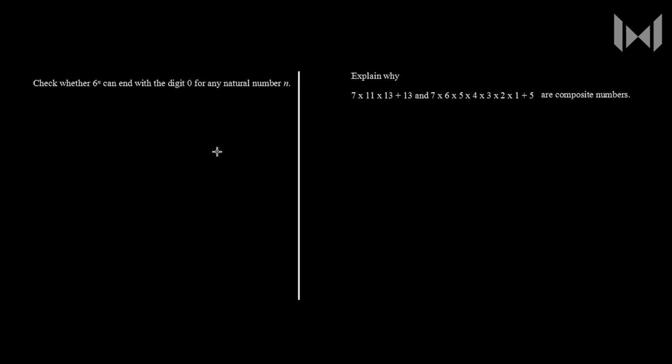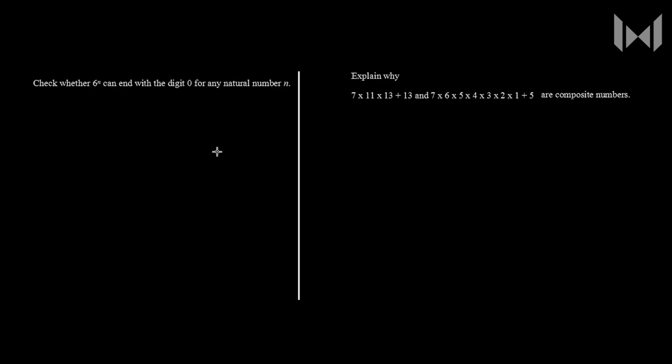Now talking about the next question, check whether 6 to the power n can end up with the digit 0 for any natural number n. Before we proceed with this question, we need to understand one thing. Say for example, we take any number like 70. 70 can be written as 7 into 10. Now, we know that the prime factors of 10 are 2 and 5.